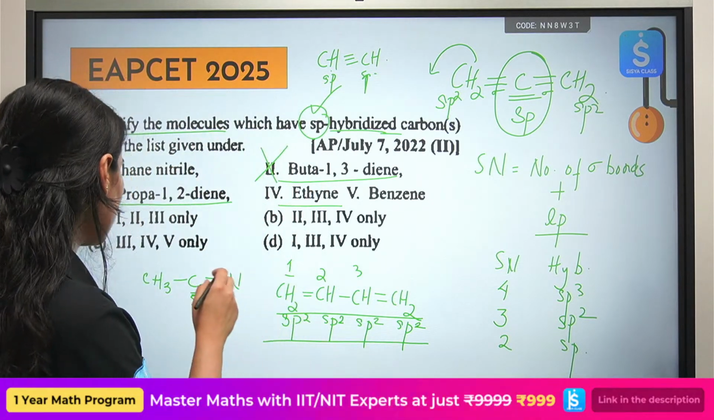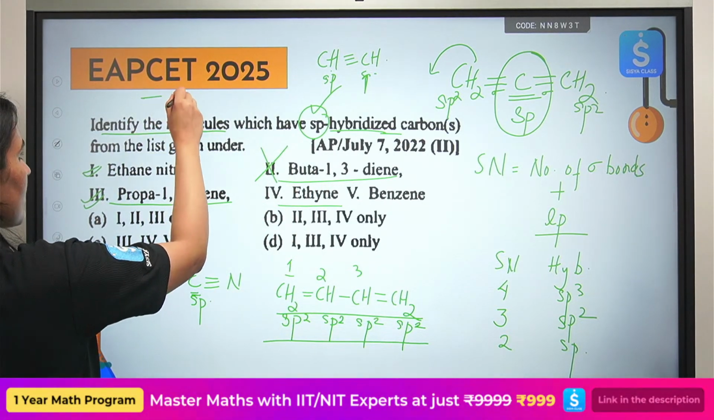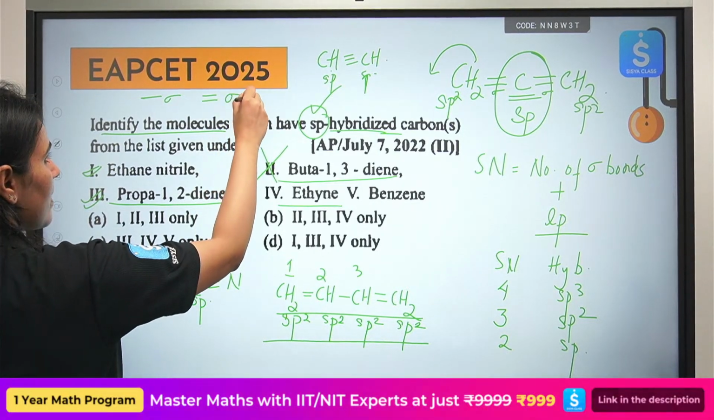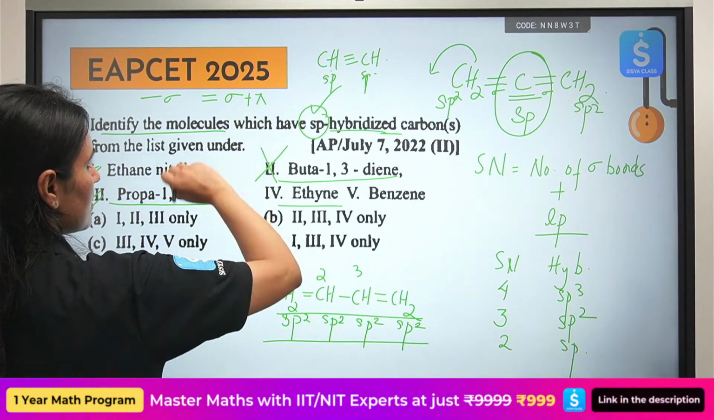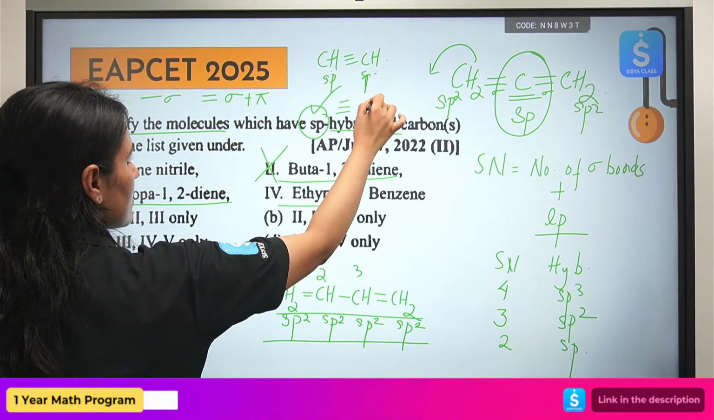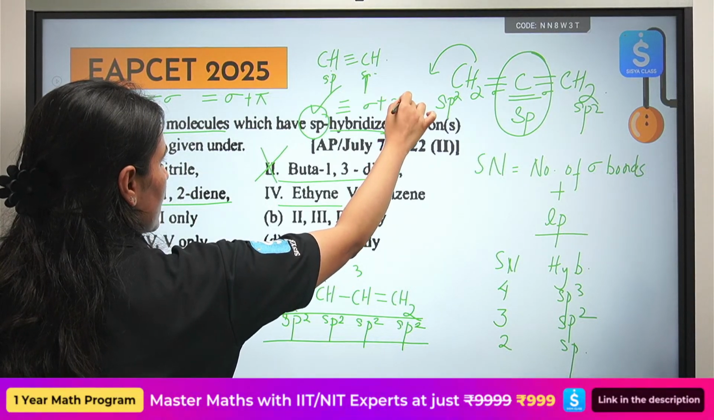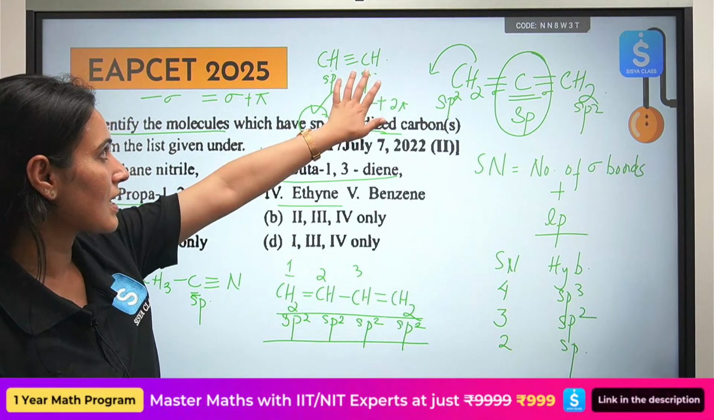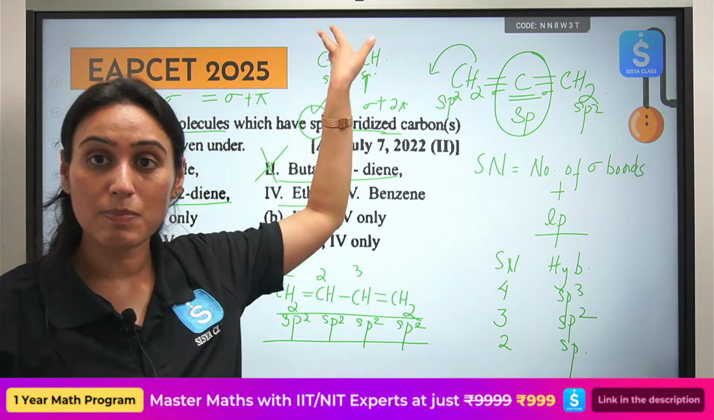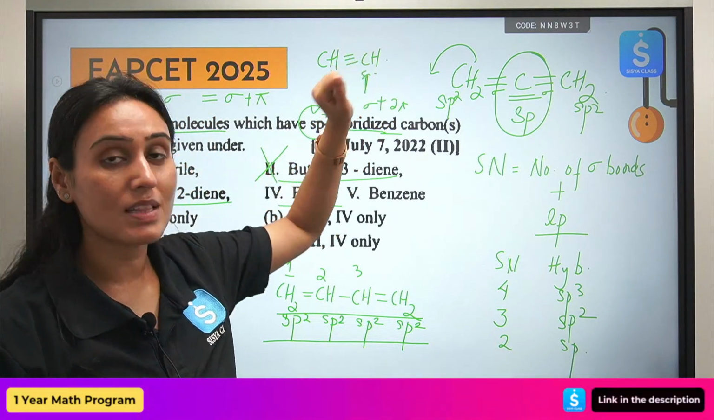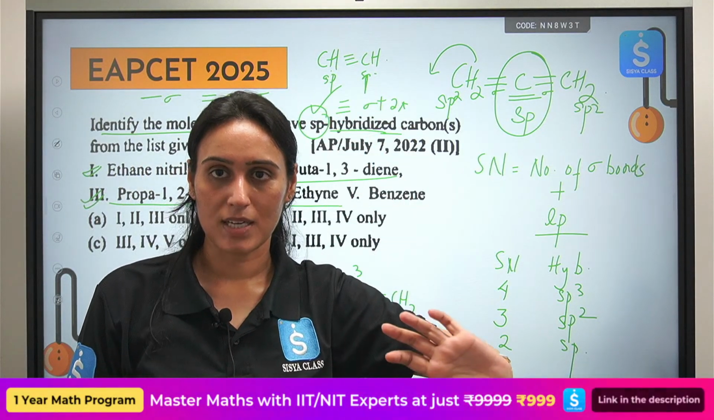Okay, I will write it here. Single bond, sigma. Double bond, sigma plus pi. A triple bond, 1 sigma plus 2 pi. Okay. So in this case, I have 1 sigma plus 2 pi bonds. And there is 1 sigma with this hydrogen also. It is sp hybridized. Okay.